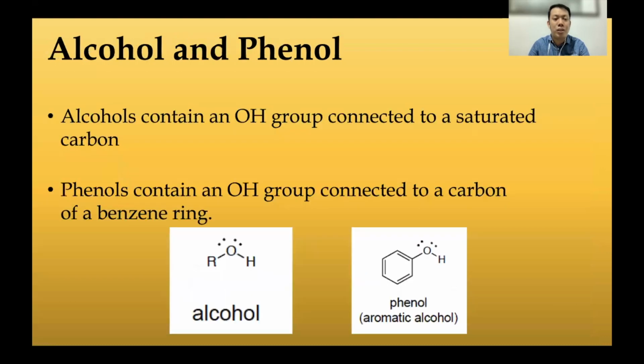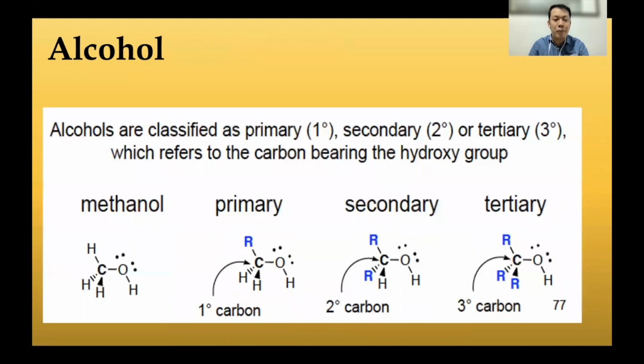So let us now move on to alcohol and phenol. Alcohols contain an OH group connected to a saturated carbon. Meanwhile, phenol contains an OH group connected to a carbon of a benzene ring. A while ago when we tackled the benzene ring, I showed some examples of reactions wherein phenol is involved. In our illustration here, the one at the bottom, you have an alcohol structure and then phenol, which is an aromatic alcohol.